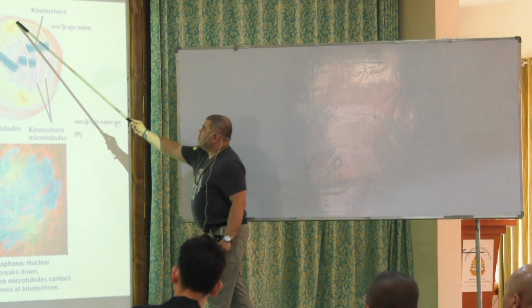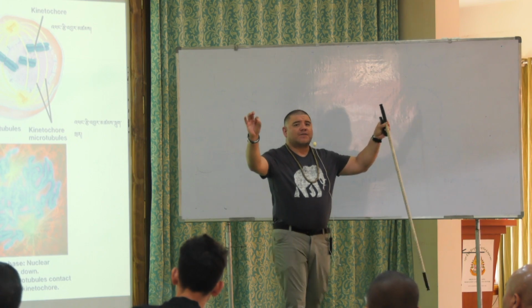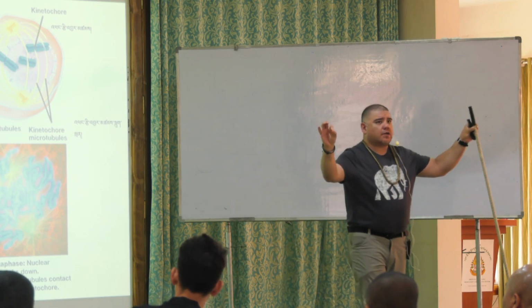Once the nuclear membrane disappears, the spindle fiber apparatus starts to move to both poles of the cell, both extremes of the cell.